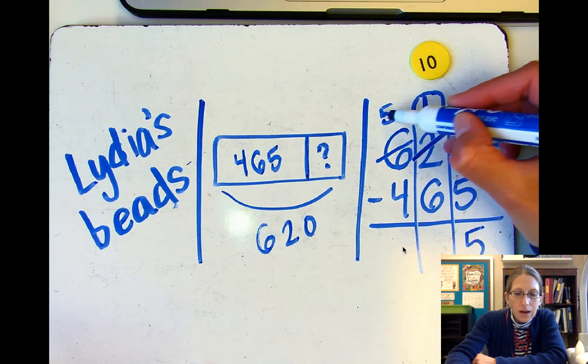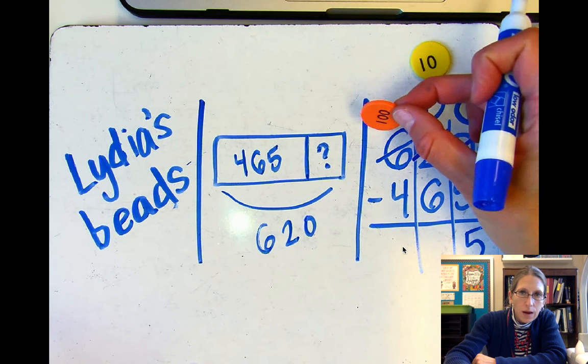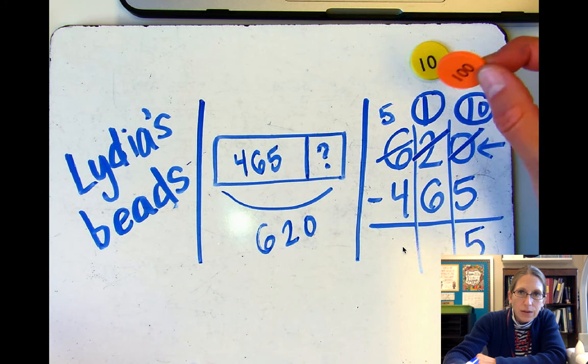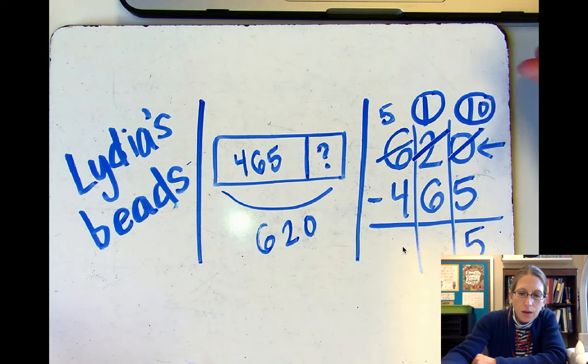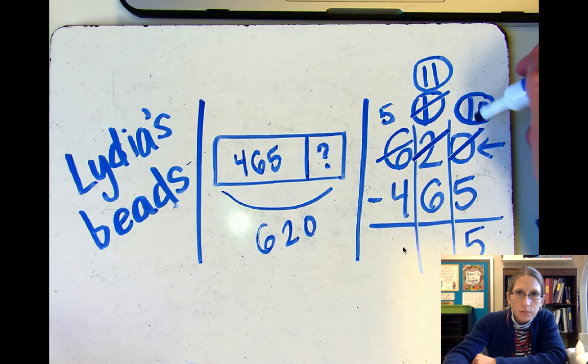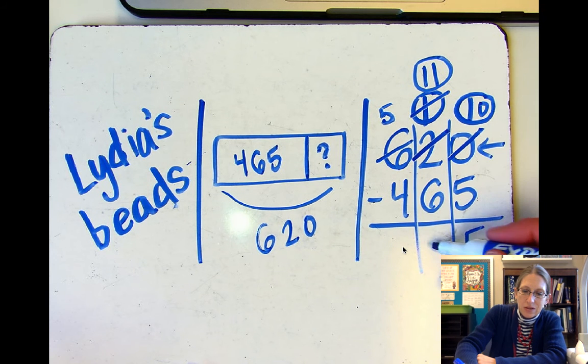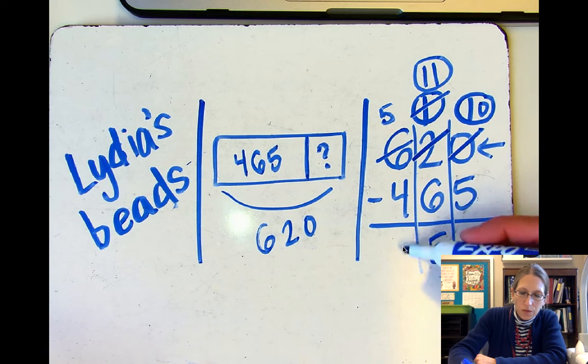So this becomes a 5. We're sort of taking one of these hundreds and putting it over here to be 10 tens. But we already have a 10. So this becomes 11. 11 minus 6 is 5. And 5 hundreds minus 4 hundreds is 100.